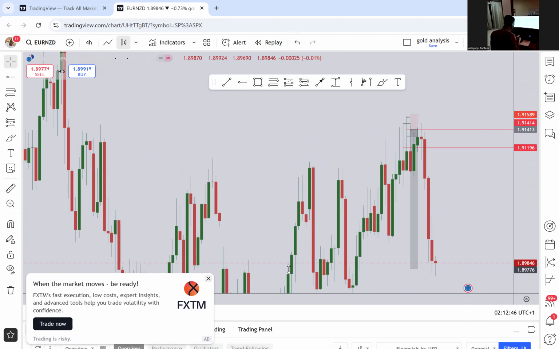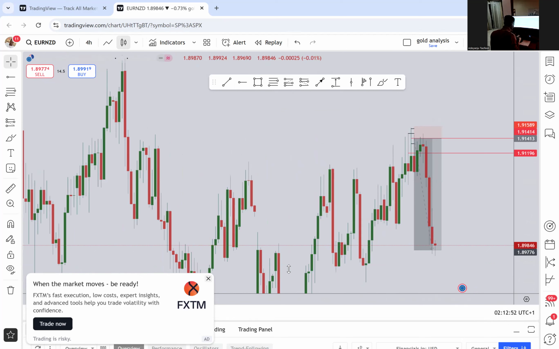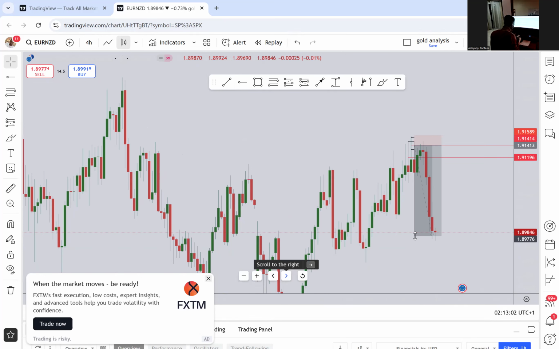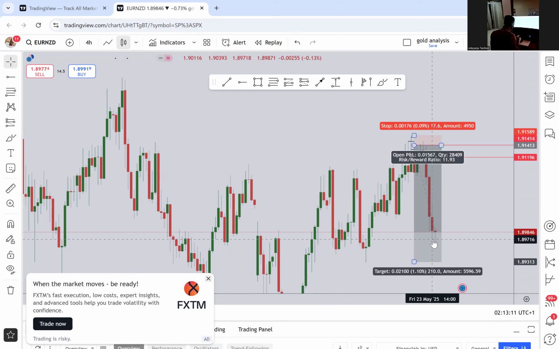So all you need to do is look for areas that have highs and lows. My first target will definitely be this low here. I'll be targeting this low, and that's about 11 or 12 hours. And I'm sure by the time the market opens, it's definitely going to hit. There's no doubt about that.